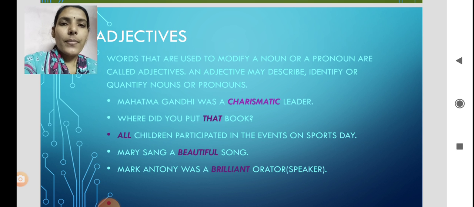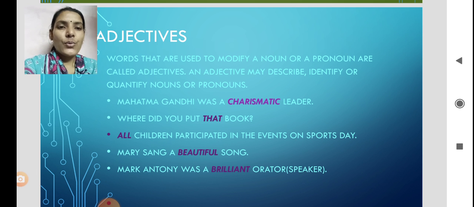All children participated in the events on sports day. All, it's an adjective. Mary sang a beautiful song. Mary sang a song, that is also one sentence. But here, beautiful, it's an adjective. Mark Antony was a brilliant orator. Mark Antony was an orator, but here, brilliant orator. Orator means a speaker who gives speeches.